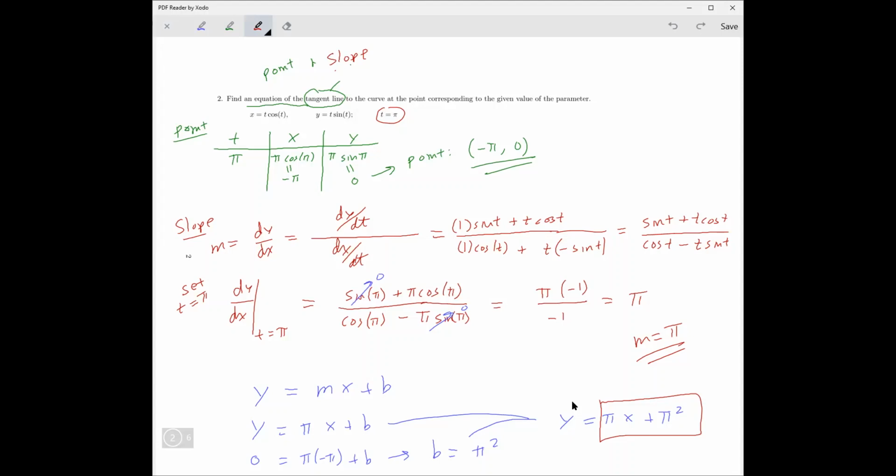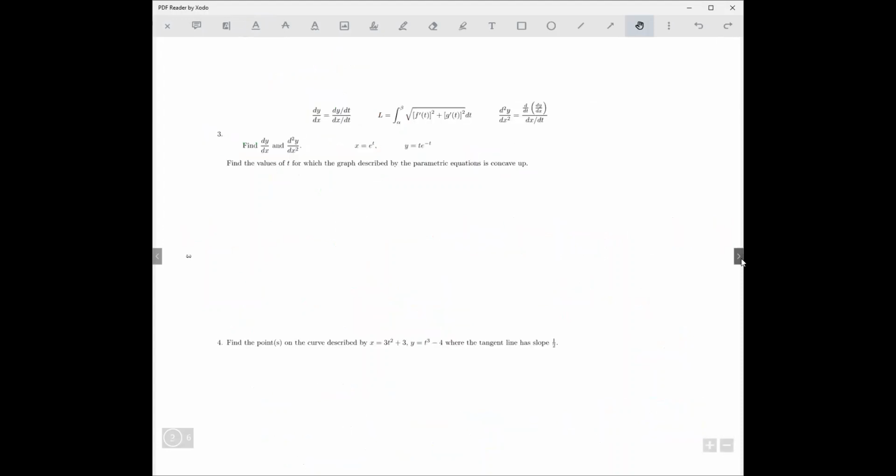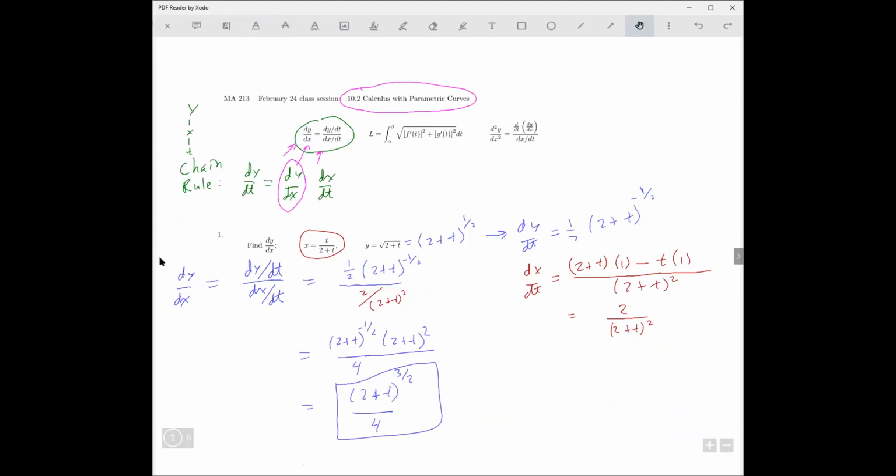Okay, great. Let's go to number 3. Okay, so for number 3, we're supposed to find the first derivative and the second derivative. Let me go back to the first page here. So we're supposed to find the second derivative also. So the second derivative right there.